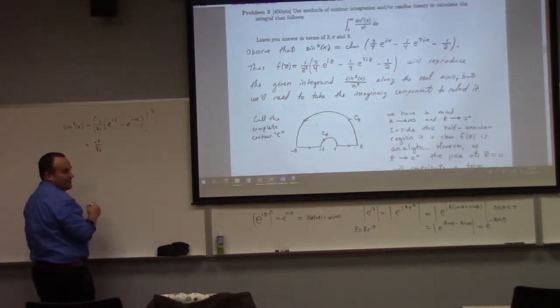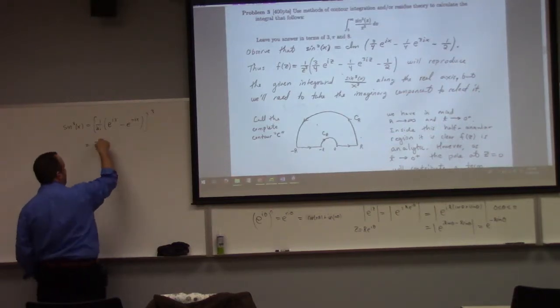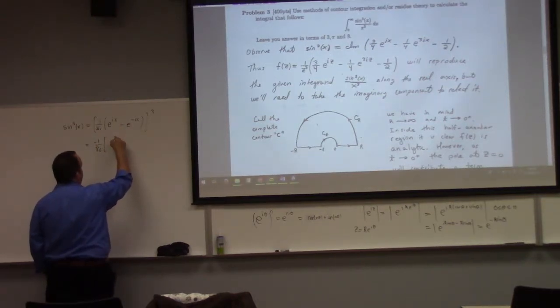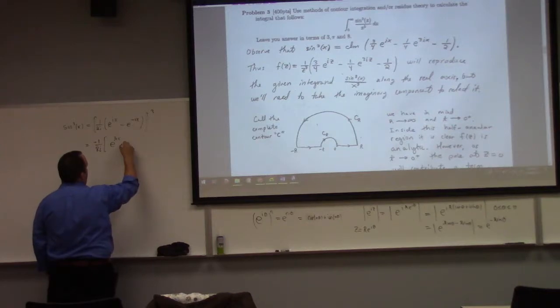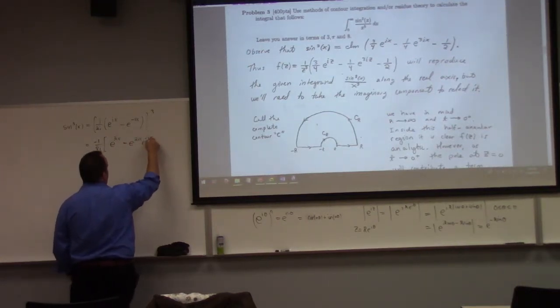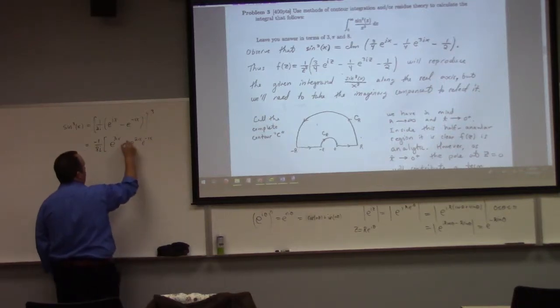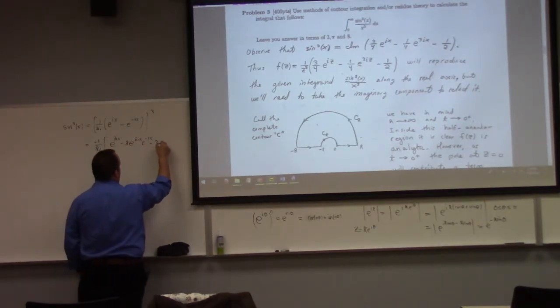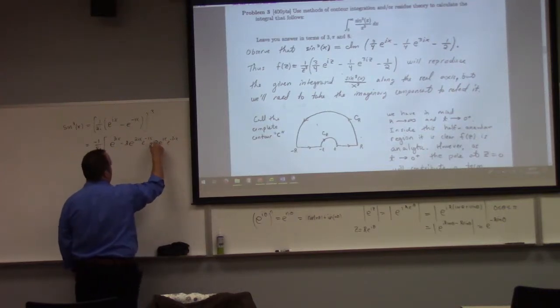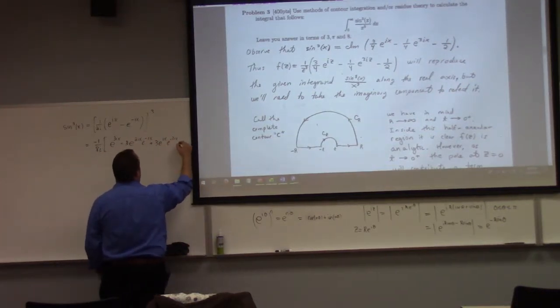Minus 1 over 8i, right? Because this cubed gives me 8 and the minus i. And then I get e to the 3ix minus e to the 2ix, e to the minus ix. I forgot my 3. 3 e to the ix, e to the minus 2ix, that's plus. And then minus e to the minus 3ix.